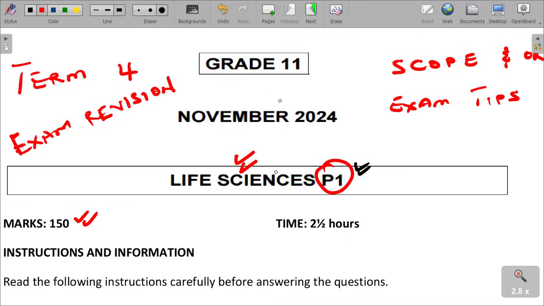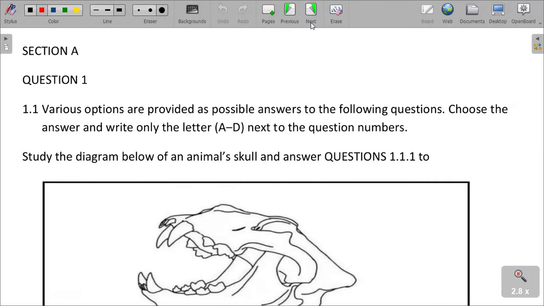It's 2.5 hours. Sometimes students make errors of writing without verifying how long the exam is. Also read the whole instructions for the paper, and the instructions per section and per question. So question one is a multiple choice question, which we are going to work on now. It says: study the diagram below of an animal's skull and answer questions 1.1 as we go.